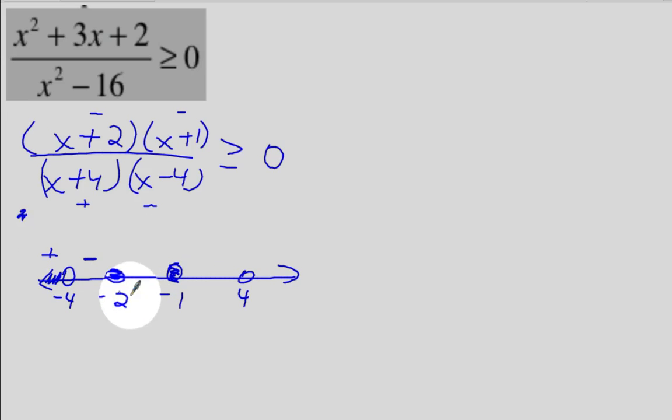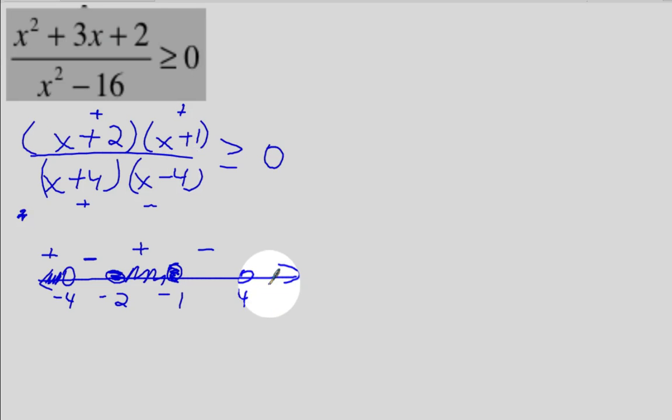Then, between negative 1 and negative 2, negative 1.5, this will be positive, this will be negative, this will be positive, and this will be negative. So, positive, negative, positive, negative, the number of negatives is even, so therefore the graph is positive. We want the graph to be positive. Okay, between negative 1 and 4, 0, this is positive, this is positive, this is positive, this is negative, so the graph is negative, we're not interested in that.